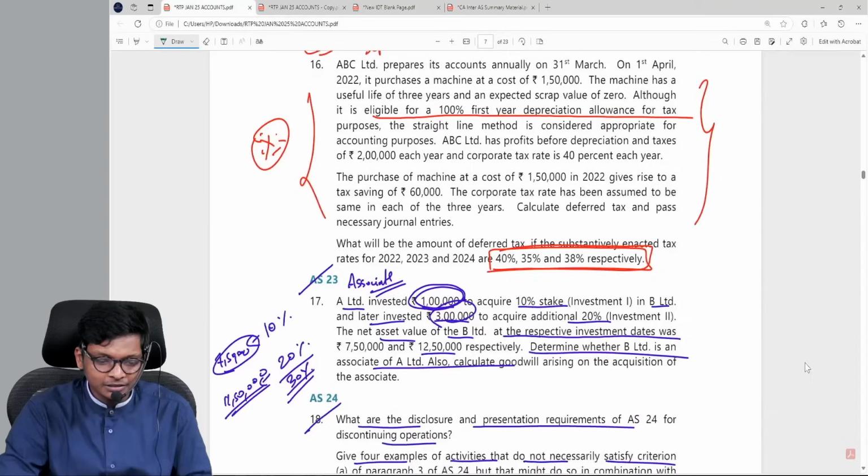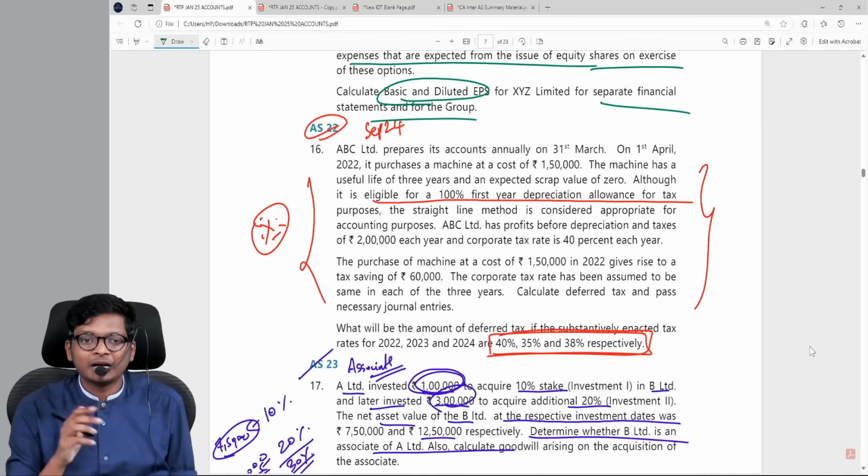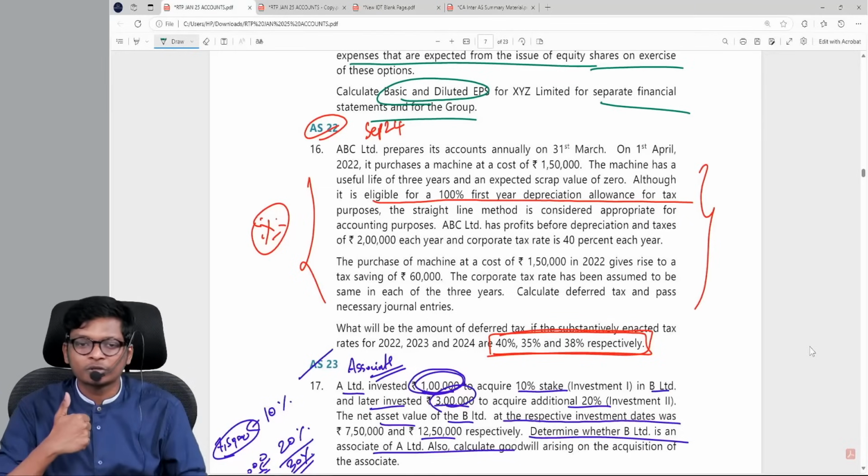Now we have the last question, which is AS22. With that, we'll be done with the RTP. Clear, guys? So far, all of you clear? Okay.